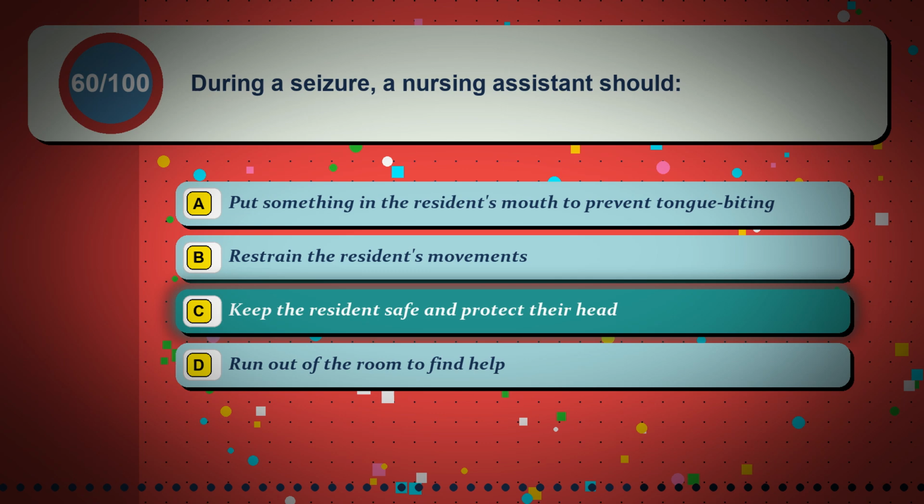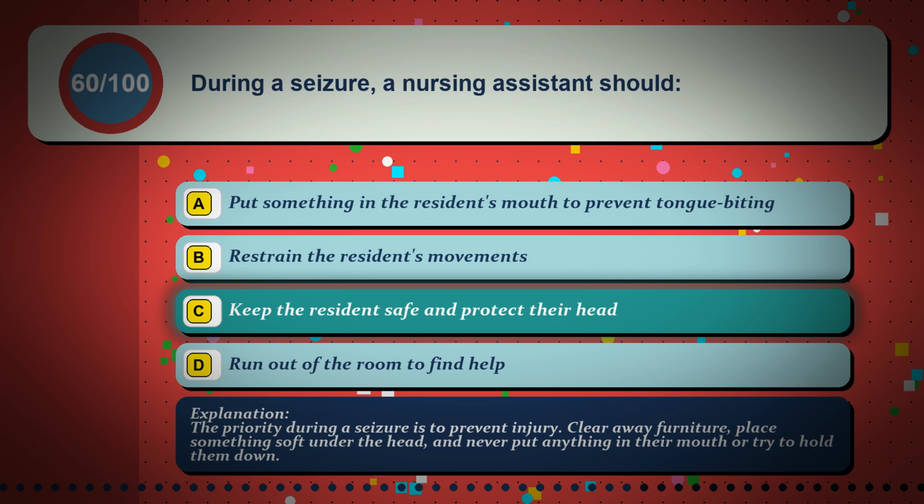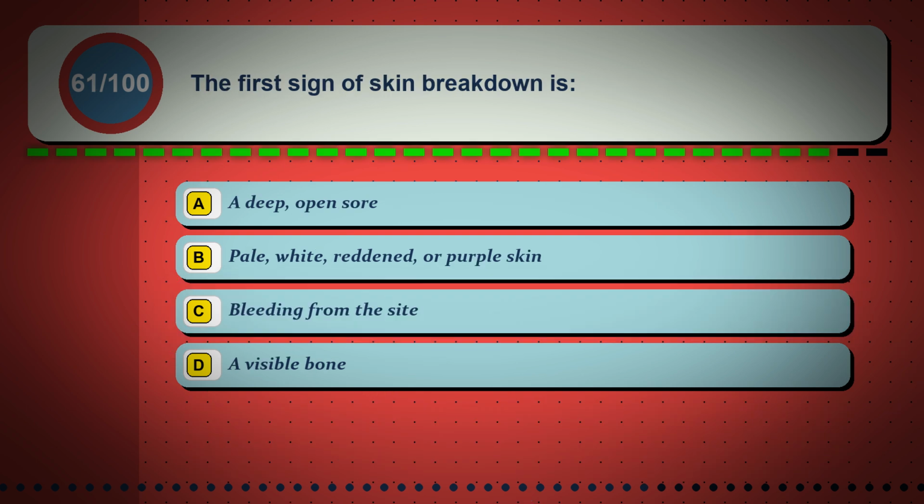The correct answer is option C, keep the resident safe and protect their head. The priority during a seizure is to prevent injury. Clear away furniture, place something soft under the head, and never put anything in their mouth or try to hold them down. Question 61. The first sign of skin breakdown is: Option A, a deep, open sore.